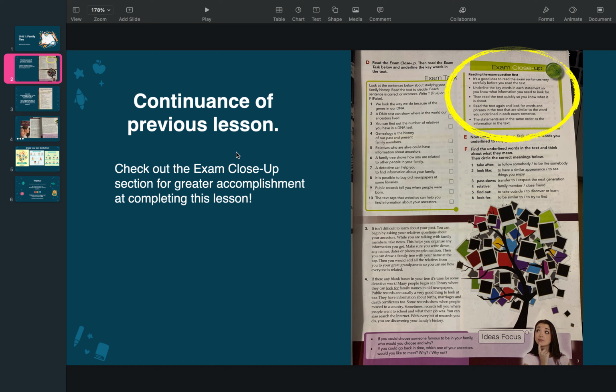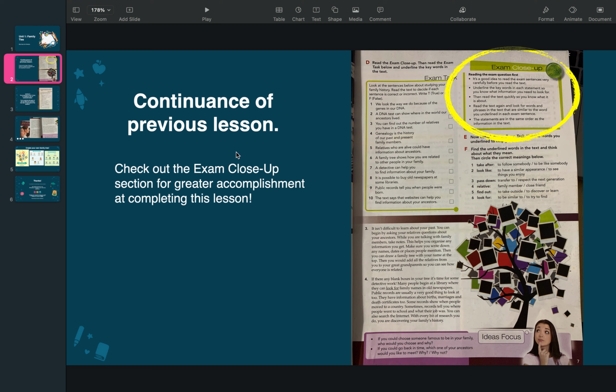Okay, number 2, underline the keywords in each statement so you know what information you need to look for. It's very important that you highlight or you underline the keyword in this question so that you will be able to aim for the correct information in the text. Okay, bila tengok soalan tu terus tandakan keyword dia supaya bila kita tengok teks boleh terus pergi kepada perkataan yang ada, bahagian yang ada perkataan tu.